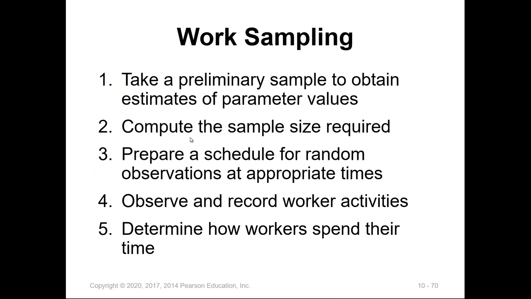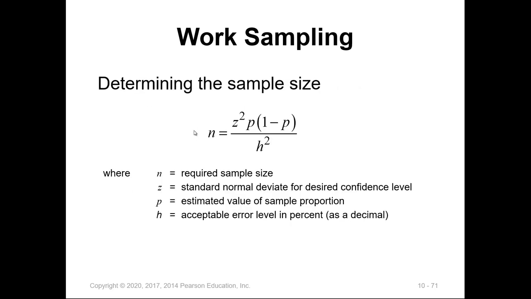The work sampling procedure can be summarized in 5 steps. Take a preliminary sample to obtain estimates of parameter values, compute the sample size required, prepare a schedule for random observations at appropriate times, observe and record work activities or worker activities, and determine how workers spend their time.